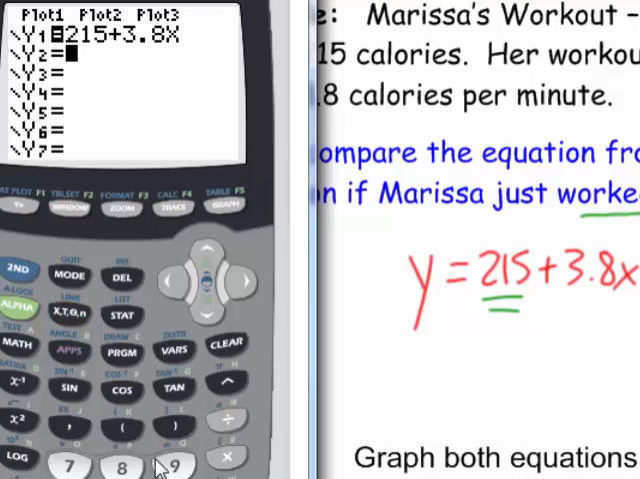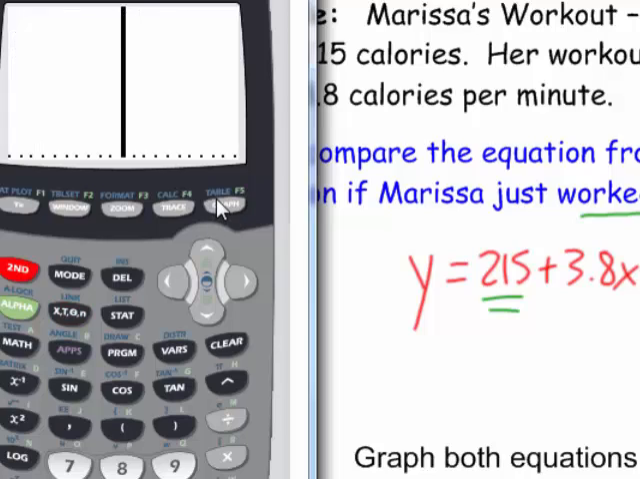And then I'm also going to graph my other one, y equals 3.8x. So 3.8, and then get that x. Okay. And then to graph it, we just go over and hit graph. Oh, nothing showed up when I hit graph. Well, that's not so good. So what do we have to do?